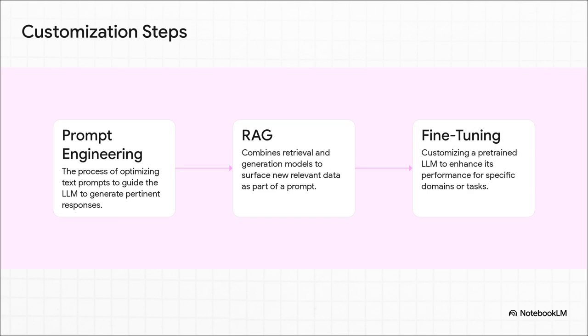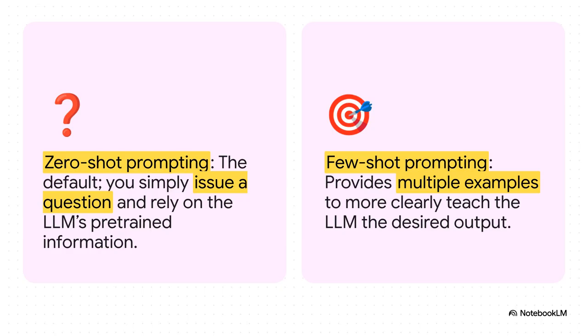The first rung is prompt engineering, which is really just about getting better at asking questions. Step 2 is retrieval augmented generation, or RAG, which is all about connecting the AI to outside knowledge. And the top rung is fine-tuning, where you're actually changing the model itself. So let's start with the easiest one, prompt engineering.